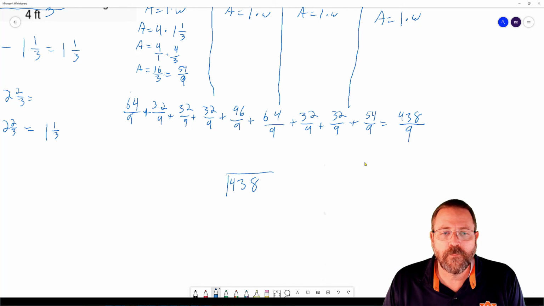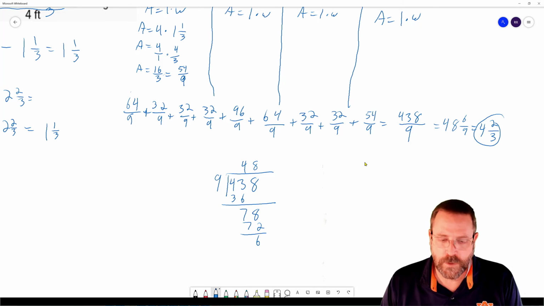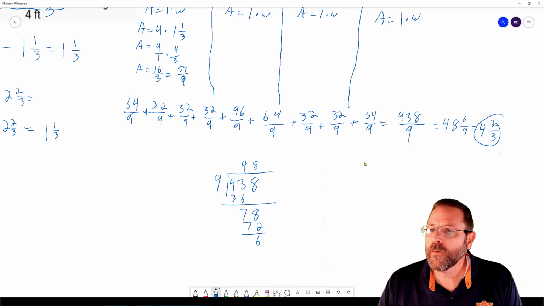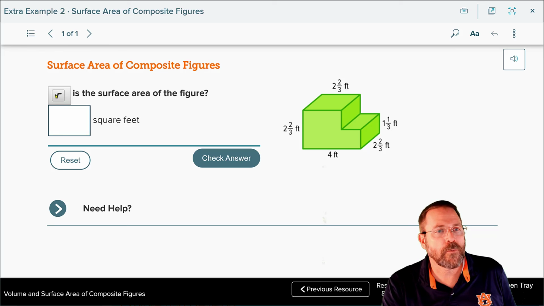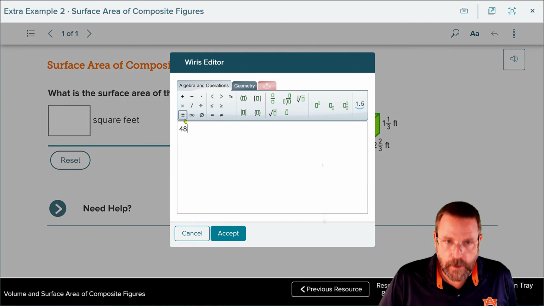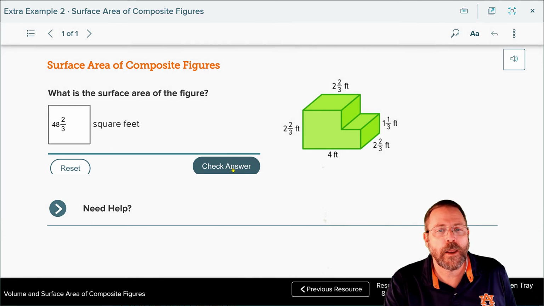438 divided by 9. 9 goes into that 4 times, which is 36 with 7 left over. 9 goes into 78 8 times, which is 72 with 6 left over. So your answer is going to be 48 6/9, also known as 48 2/3, which I'm going to circle. Now we're going to come back over here to our test problem, type in our answer, which is 48 2/3, accept, and check.